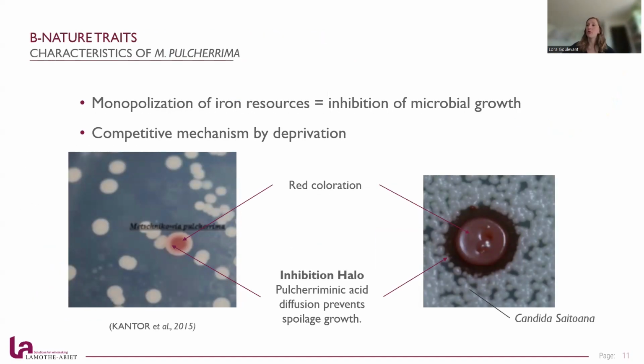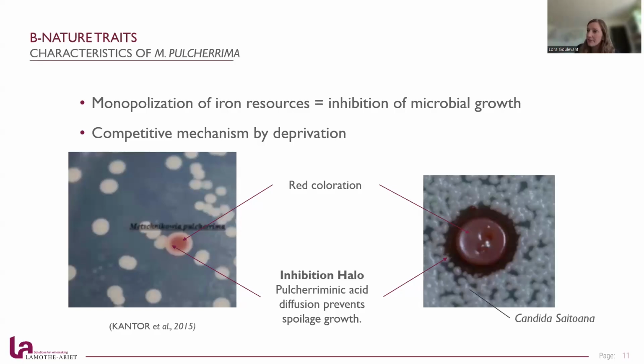Metschnikowia pulcherrima is called like this because it creates pulcherrimic acid. So what does it do? Metschnikowia pulcherrima is an antimicrobial non-Saccharomyces yeast because it inhibits the growth of other populations. It's monopolizing the iron resource, and the iron resource is something that the other non-Saccharomyces yeast need to develop. So by monopolizing the iron from other populations, there is a mechanism of deprivation, and then the other populations are just dying because they don't have what they need to multiply.